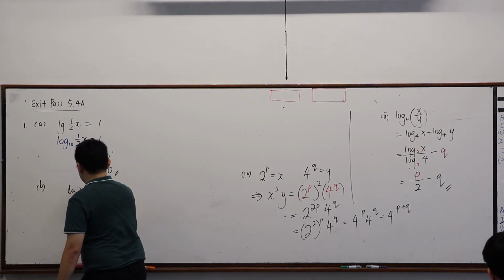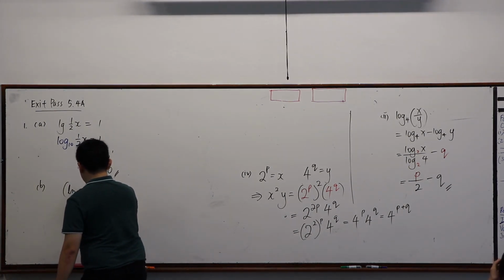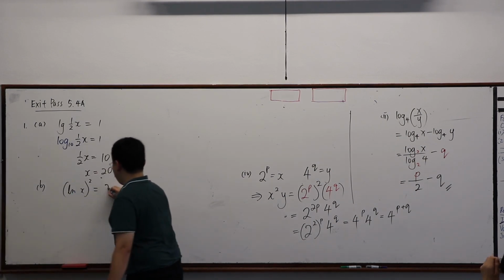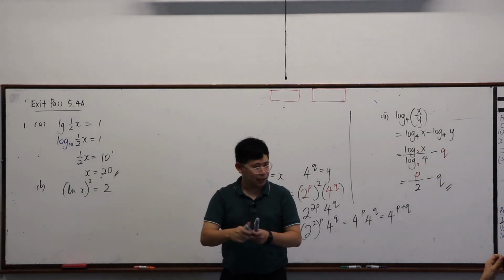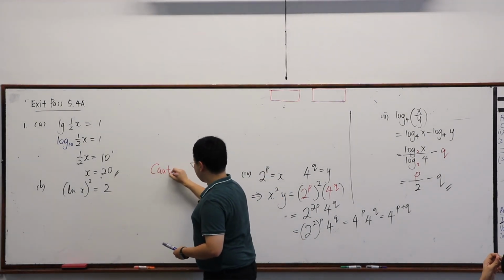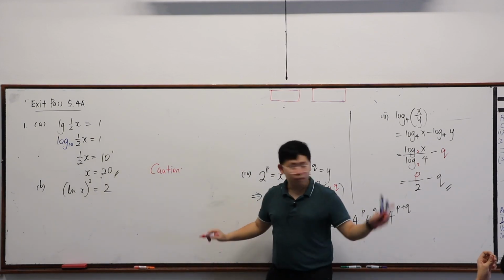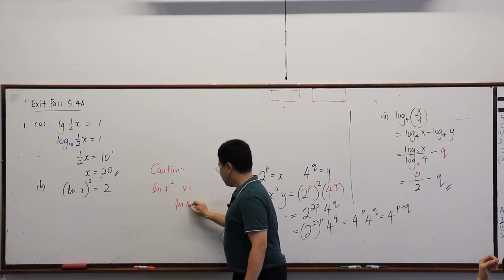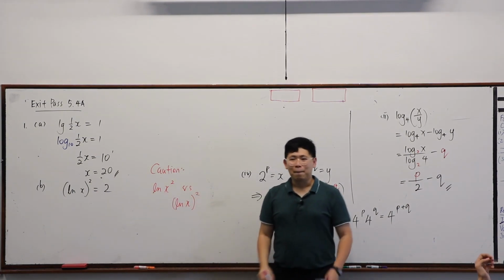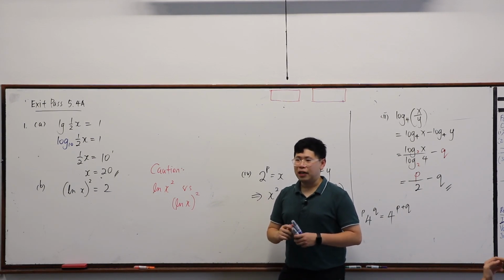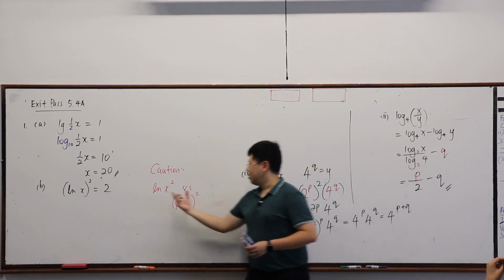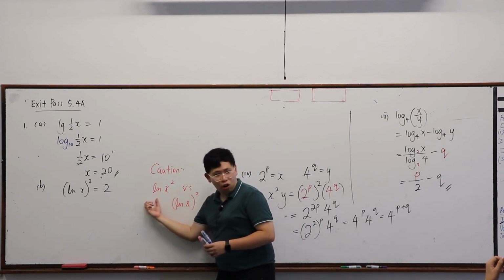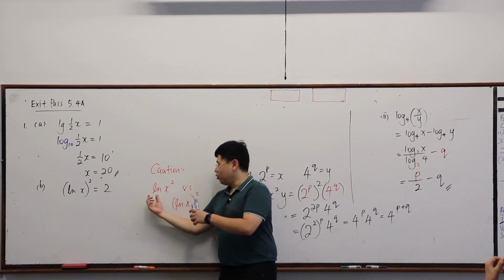Okay, so this one is ln x squared equals to 2. I want to caution something. There's a difference between this and this. So what's the difference? Which one can you apply the law of logarithm to bring the 2 in front? The first one, so this one is ln of x squared.